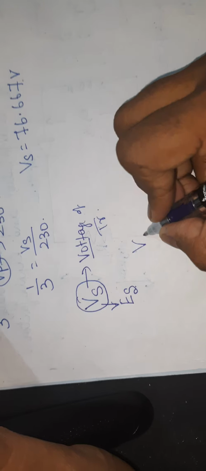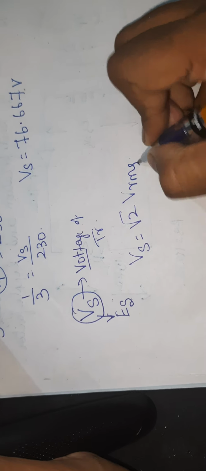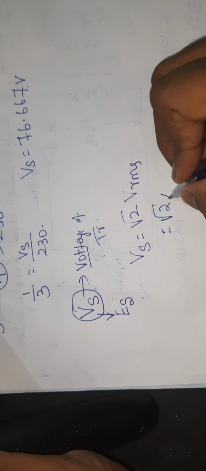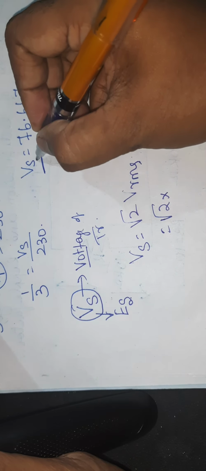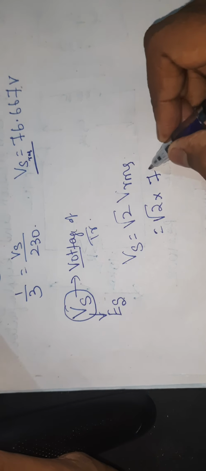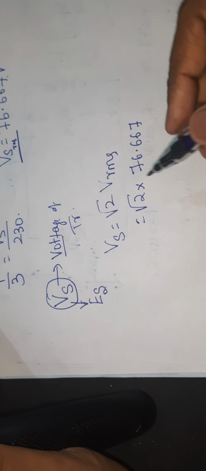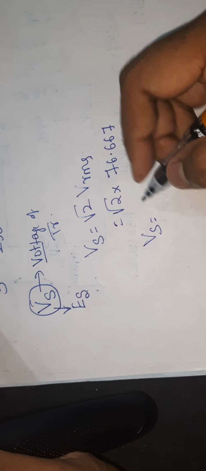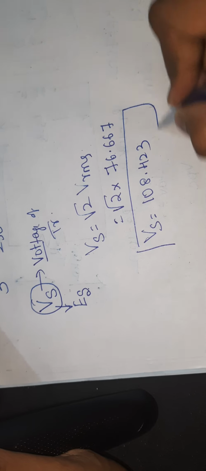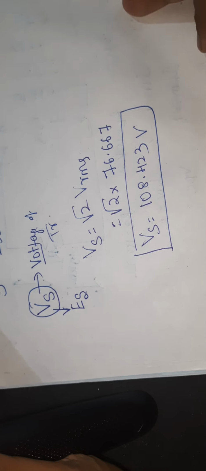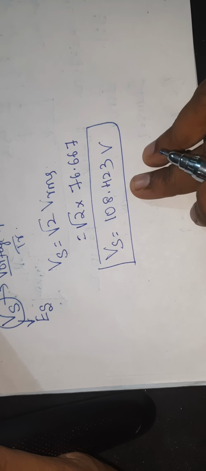Now Vm is equal to root 2 into VRMS, equal to root 2 into your VRMS value. How much it is for the secondary value? This is RMS value. It is 76.667. This is what you got now, secondary voltage. So Vm is equal to 108.423. This is the input voltage that is coming across the secondary winding of the transformer. Rectified value now we are getting.